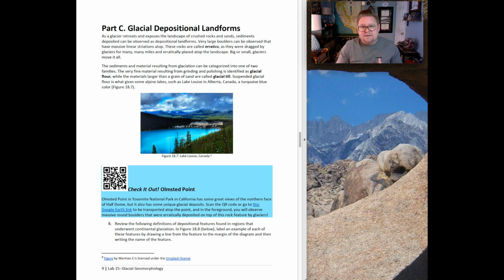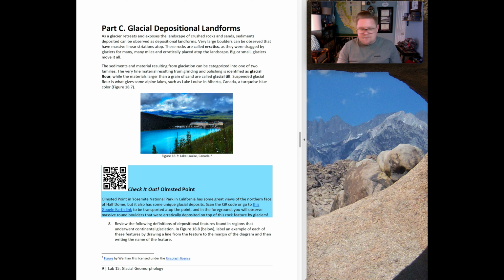The other type of material, which is quite a bit larger, is called glacial till. Till is any material moved and deposited by a glacier, really regardless of its size. But usually when we identify till in the landscape, it's going to be observed as moraines themselves.